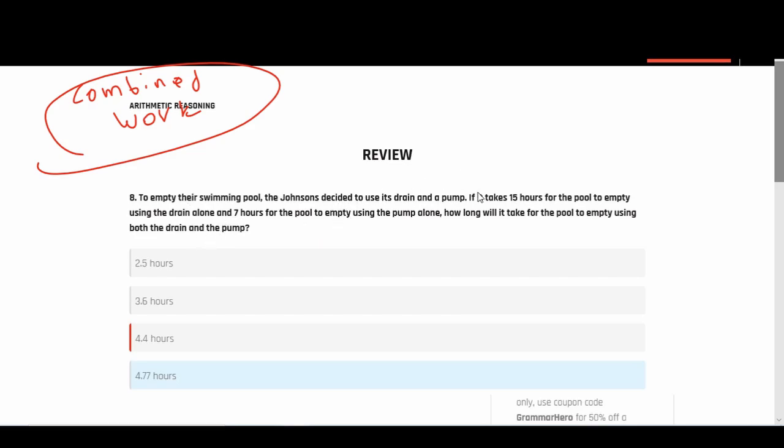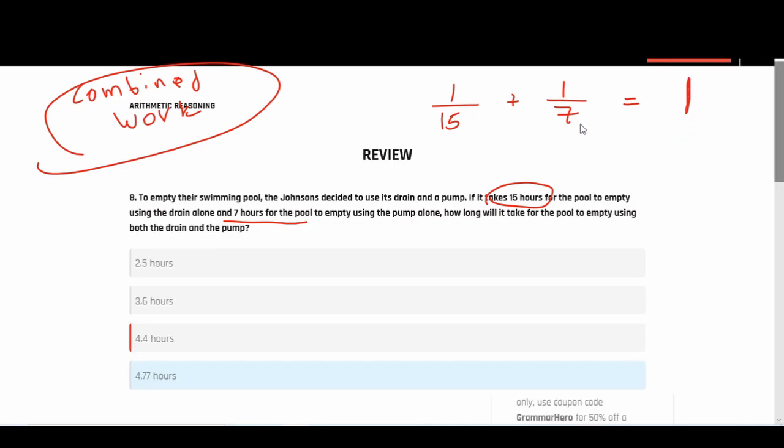Again, we're told the drain takes 15 hours to drain the pool. So that means every hour it can empty 1/15 of the pool. Okay? The pump, on the other hand, can empty 1/7 of the pool every hour. We want to figure out how long it will take both of these working together to empty the pool. Well, together implies addition, and we know this is going to add to 1.